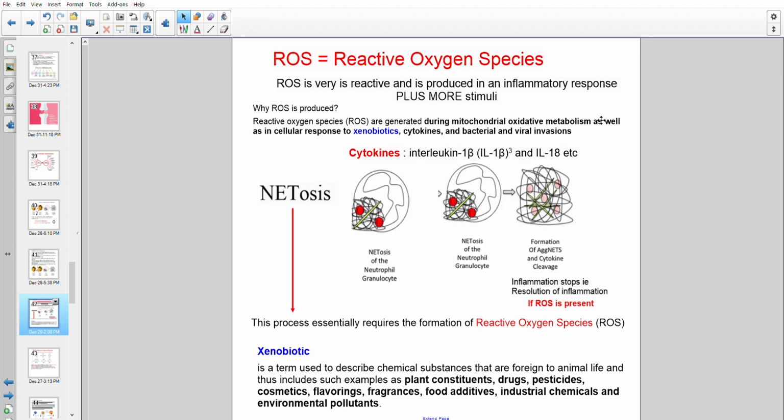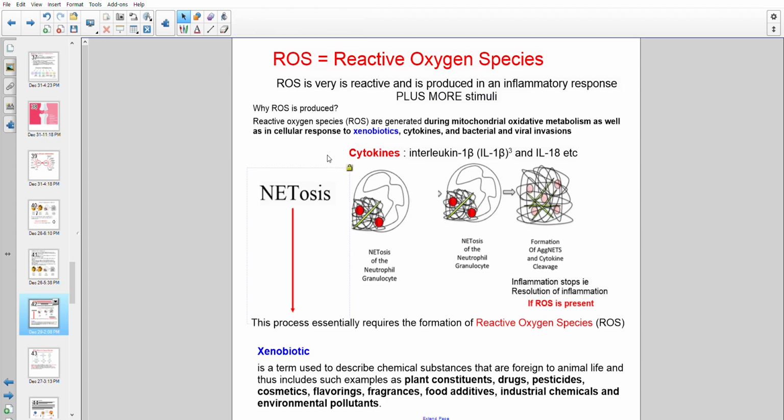In other words, the mitochondria produce it. We won't go into that detail. There is a whole series of chemical reactions, as well as cellular responses to xenobiotics, cytokines, these red ones, and also to the monosodium crystals itself, right? And also these things called xenobiotics, this one here.